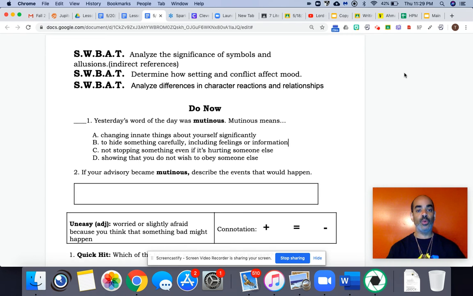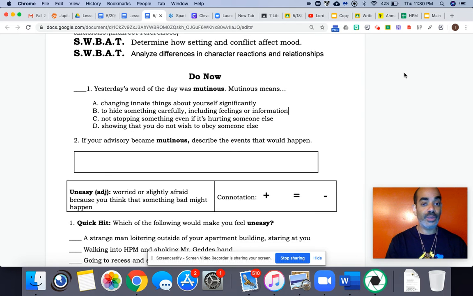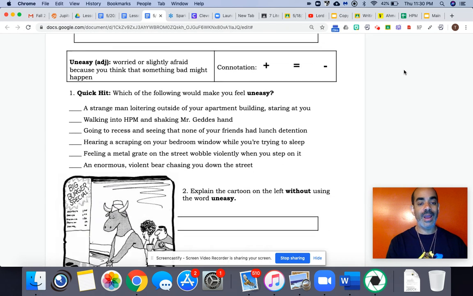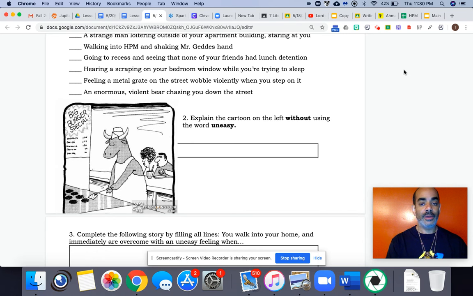Yesterday's word of the day was mutinous. As I was discussing a moment ago about fear, sometimes this makes us think irrationally. The book alludes to fear by giving references to a mutinous situation. In your advisory, if your advisory became mutinous, describe the events that would happen. Okay, so first define it, then describe it with a real-time scenario.